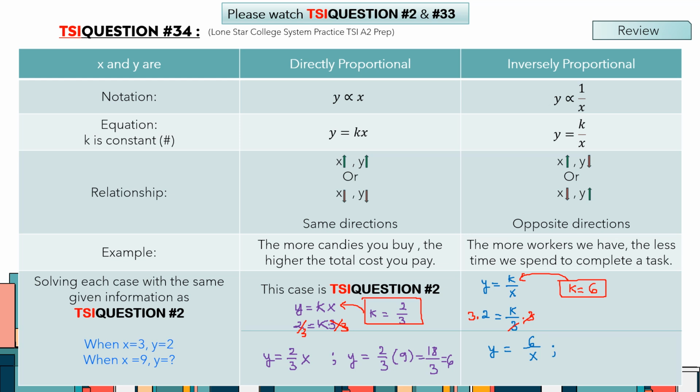Okay, now when x equals 9, what is the y value? So y is equal to 6 divided by 9. And we simplify this one. 6 is 2 times 3. 9 is 3 times 3. So we cancel that 3. We have 2 over 3.